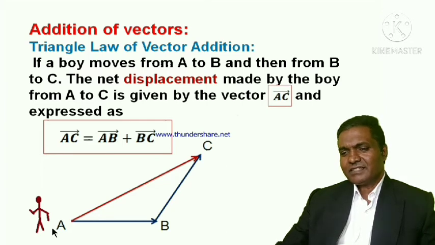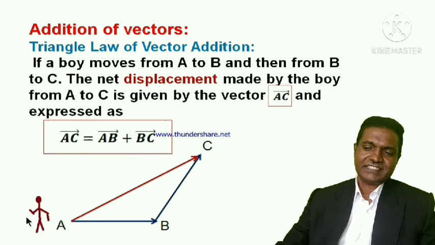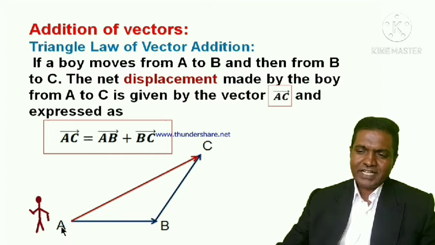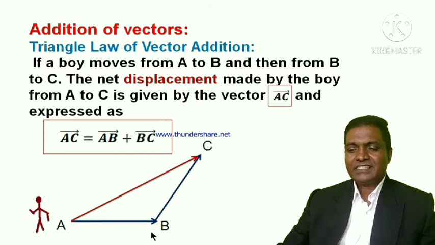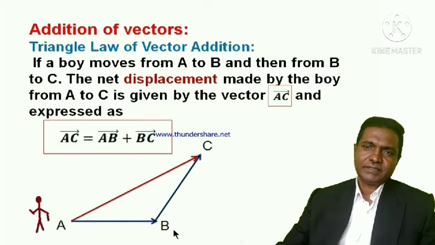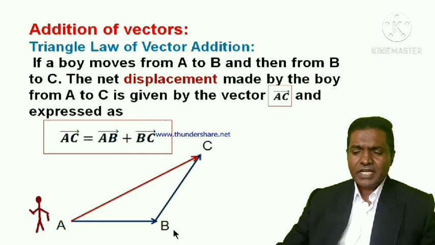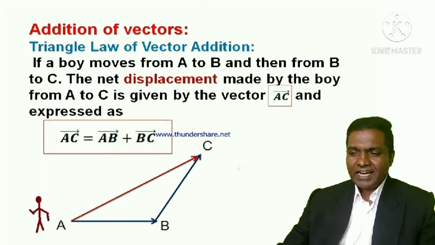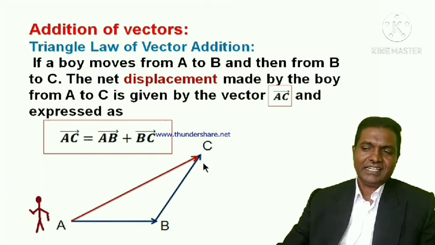Suppose, imagine that a boy is standing here and he starts his journey from the point A. From the point A he starts moving and he reaches the point B after some time. Okay, then he changes his direction and he moves towards the point C and finally he arrives at C.